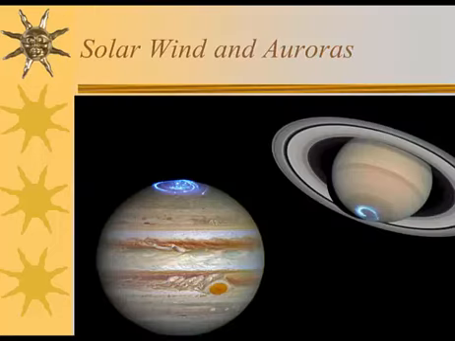Of course, now we know through studies from the Hubble Space Telescope and other instruments that there are auroras reaching further out into the solar system. We know that the solar wind extends past all the planets until it interacts with the solar wind from other stars.